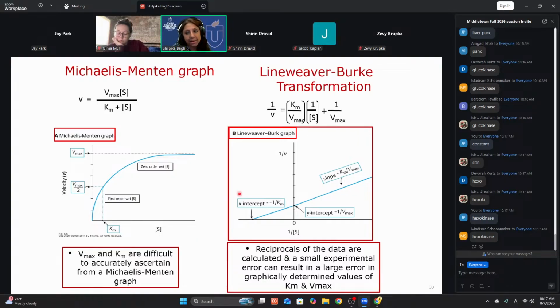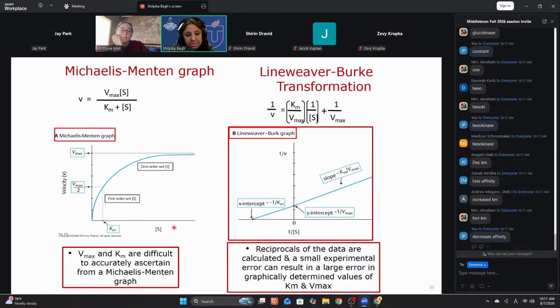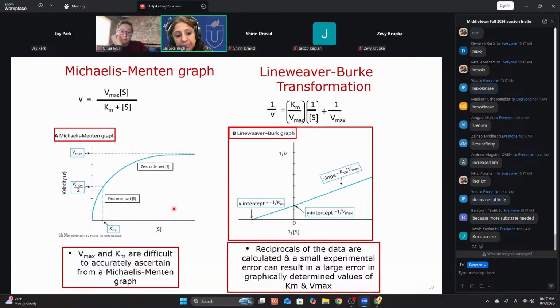Please know that. Now, right shift or left shift. Why does a right shift of the hyperbolic curve show inhibition? Because if you shift the curve right, you need more substrate concentration to reach the same Vmax by 2.